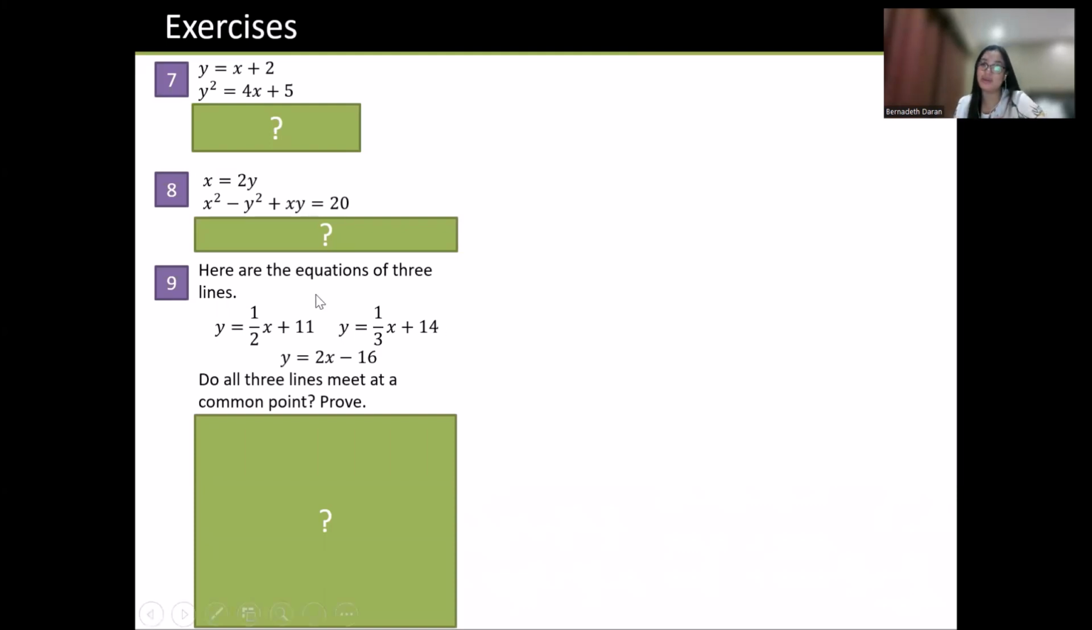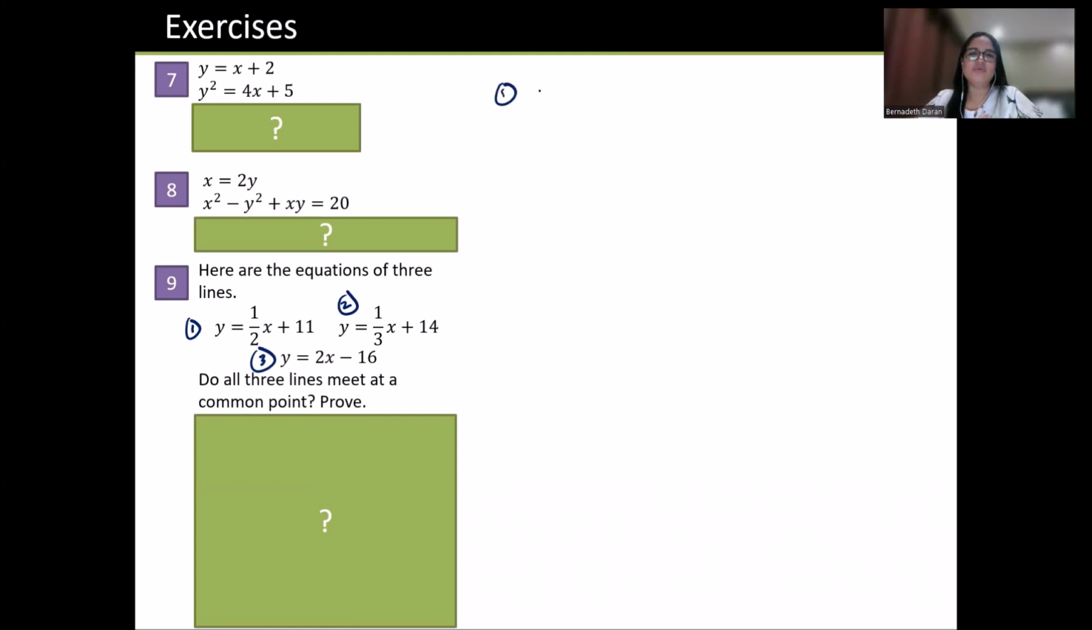But I would like to solve number 9. So here are the equations of 3 lines. So we have 3 linear equations. And the question is, do all 3 lines meet at a common point? So we are going to prove. To prove that, we are going to solve our simultaneous equations. So let us denote this as equation 1. This is equation 2. And this is equation 3.